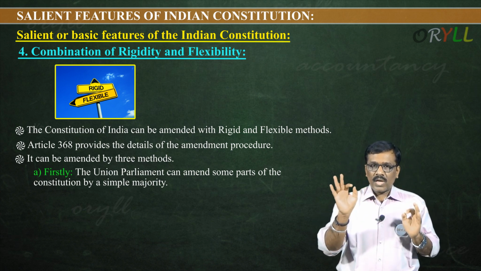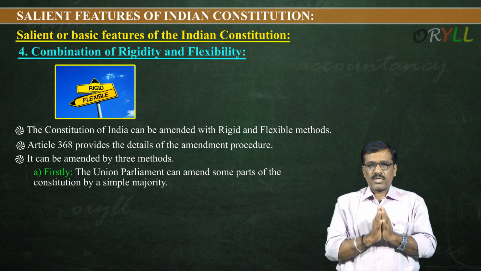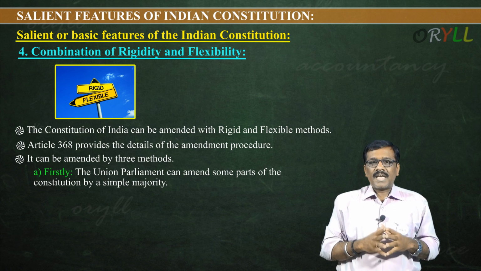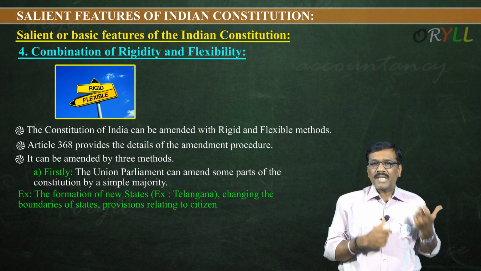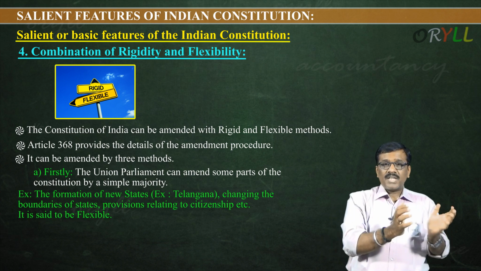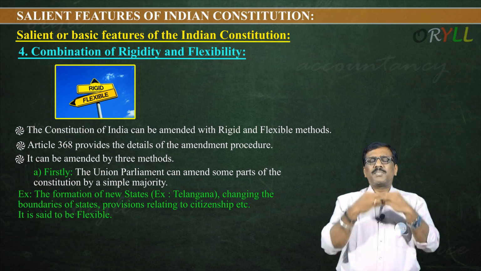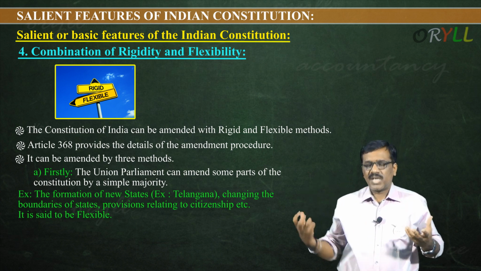Even out of 25, if 13 members vote for something, that is a simple majority. Understand? So for example, the formation of new states. Telangana was formed recently in the year 2014, changing the boundaries of states and provisions relating to citizenship, etc. It is said to be flexible, meaning just by simple majority you can make this change.